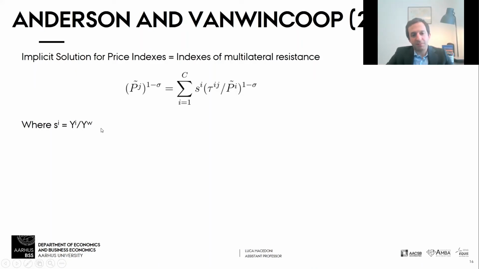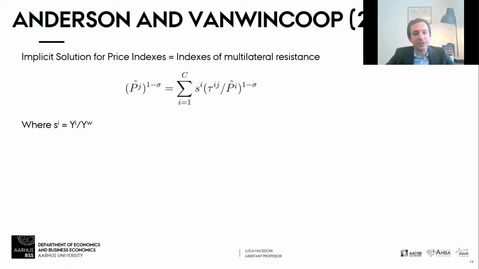So what does this mean? Well, first of all, this is an implicit solution because obviously P_J is on the left-hand side, but also on the right-hand side, right? Because we have it here, okay? And of course, this is a system of equations. So basically you can stack this up for all countries from 1 to capital C.